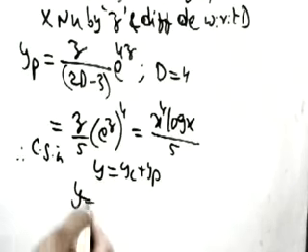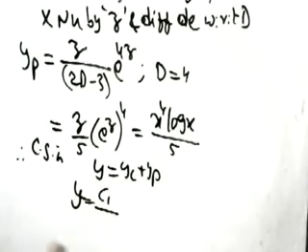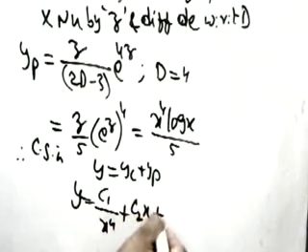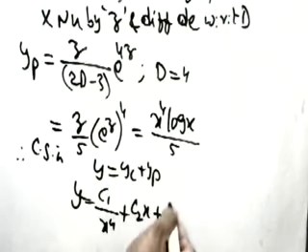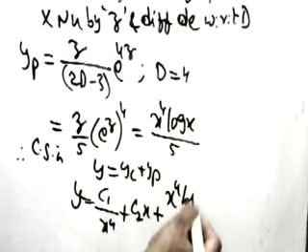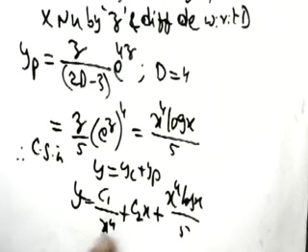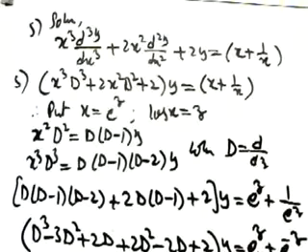Y equals yc, we got already. Yc value is c1 by x power 4 plus c2 x, plus yp. Yp is x power 4 log x divided by 5. Let me do one more question to practice this.